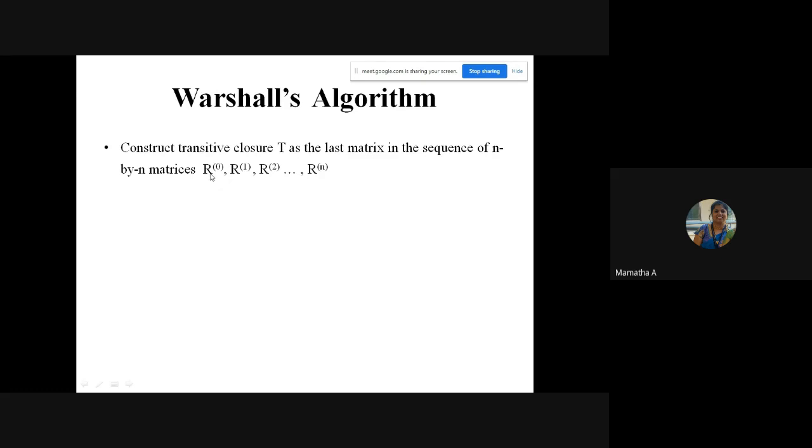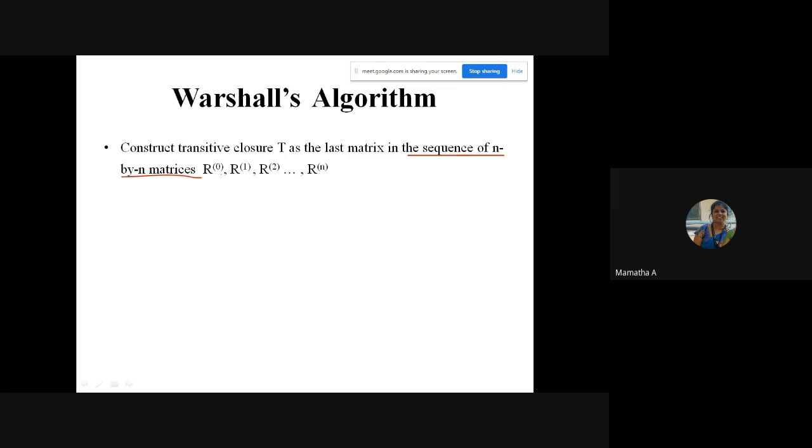In order to compute the transitive closure, we will divide the problem into several subproblems. Kindly note, I am not dividing the graph here. I will take the n by n matrices and construct a sequence of n by n matrices. These are my subproblems. The matrices are named R to the power 0, R to the power 1, R to the power 2, and so on till R to the power n. I'll tell you what they are.